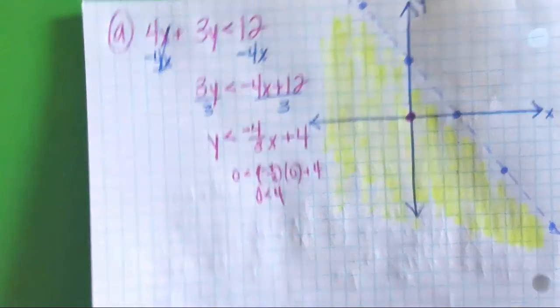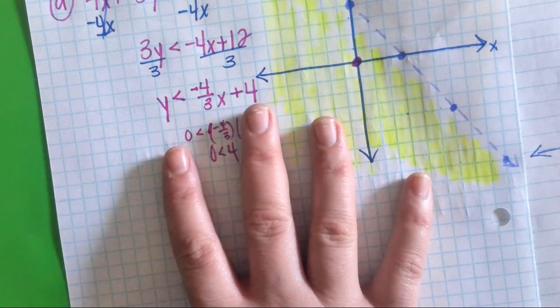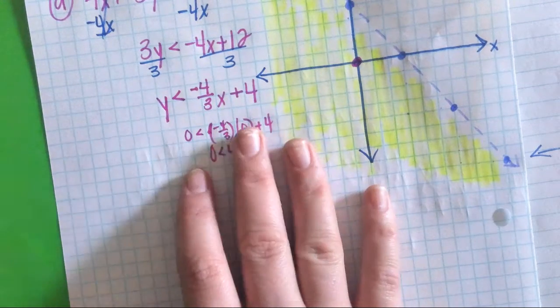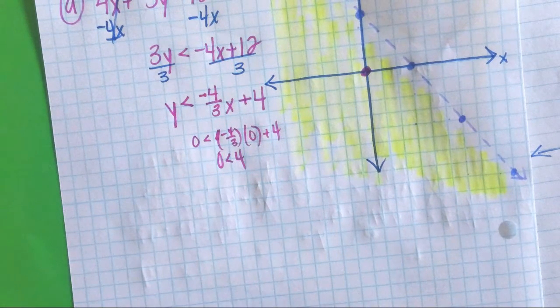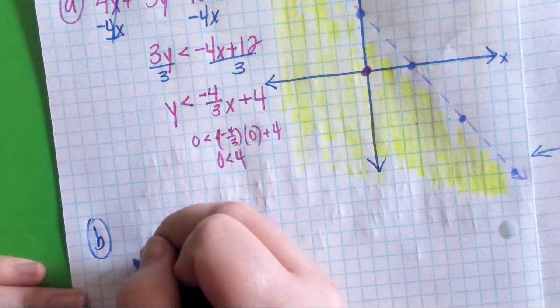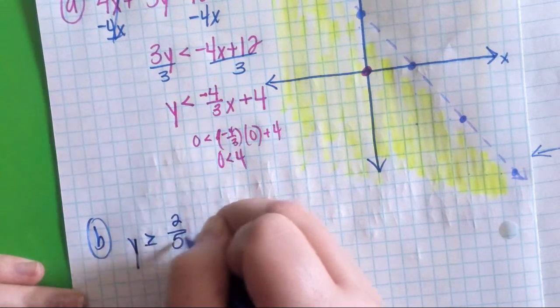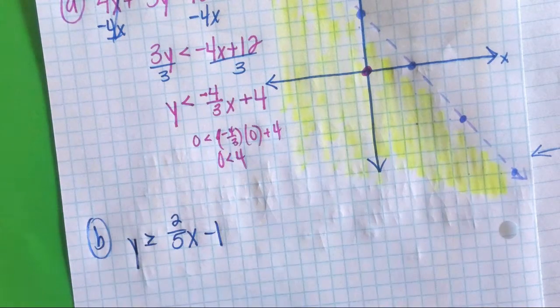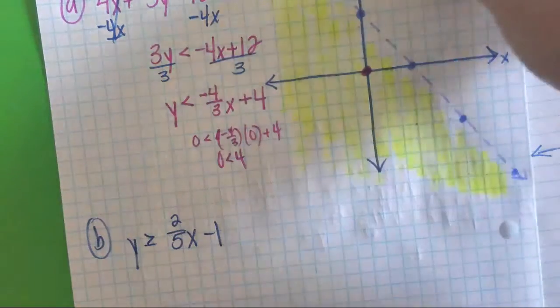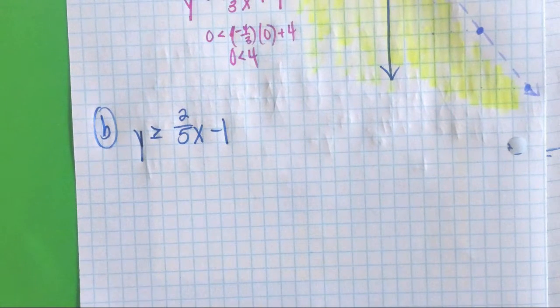Are there any questions about that? I want to do one more, and I'm going to do greater than or equal to this time, just to make sure we get at least one like that. So the problem is, y is greater than or equal to 2/5 x minus 1. Oh, look, it's already set up in the form you want and everything. 2/5 x minus 1.